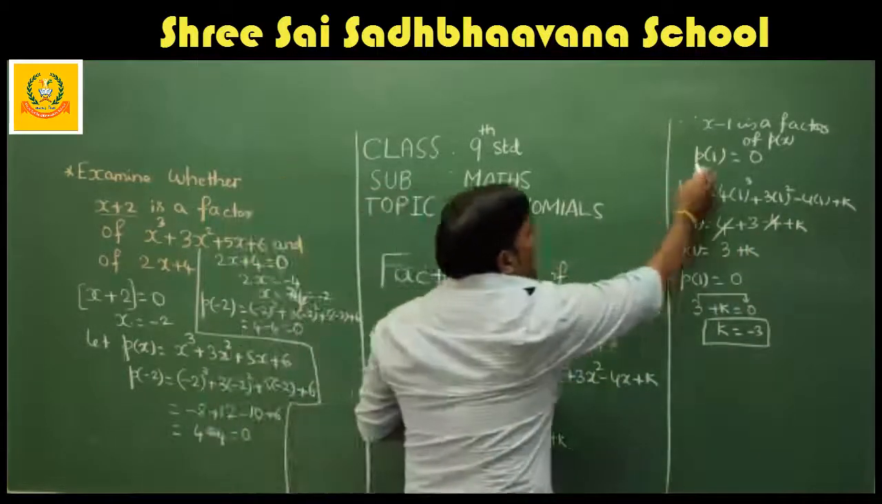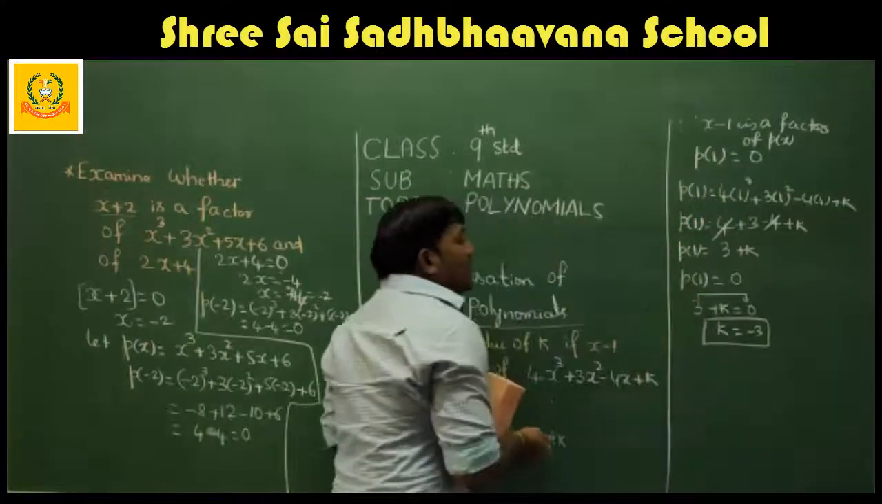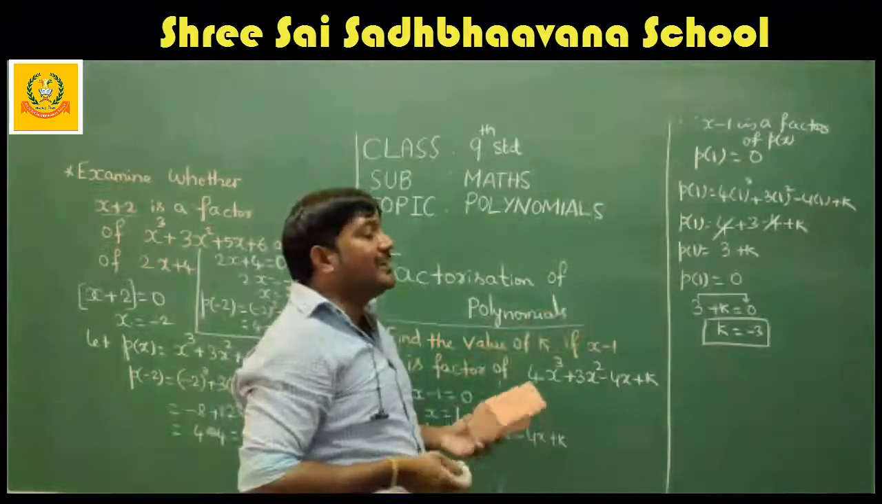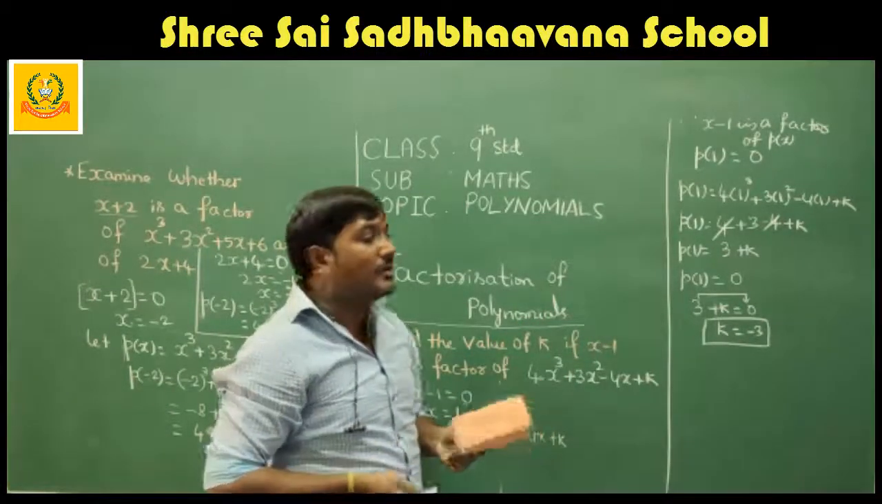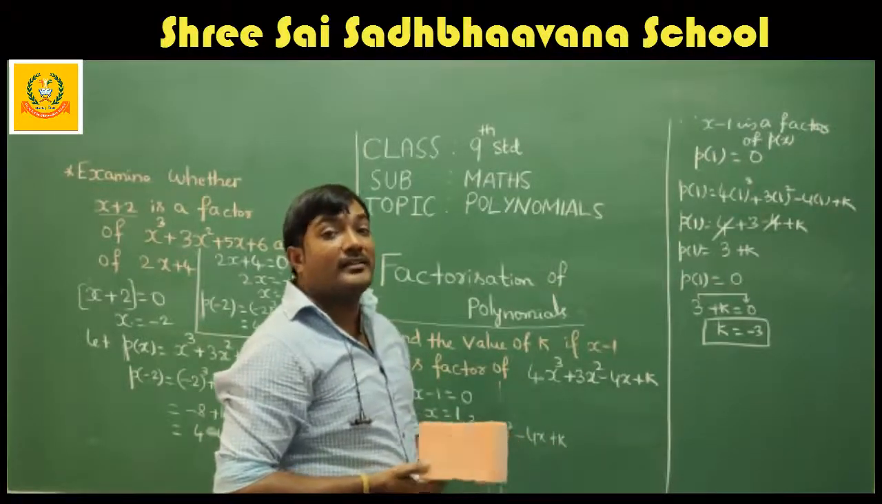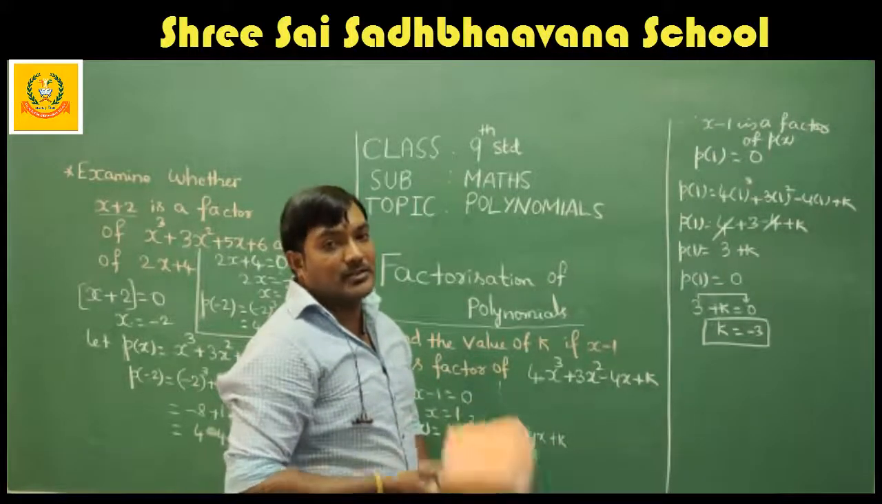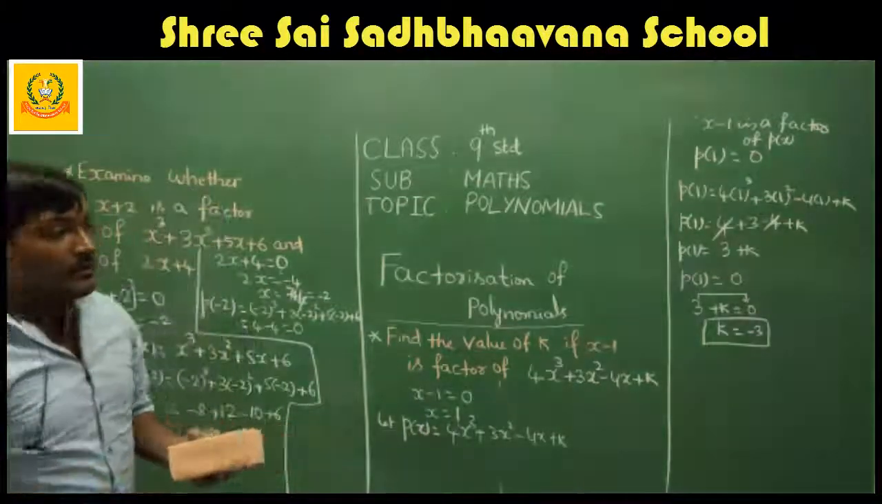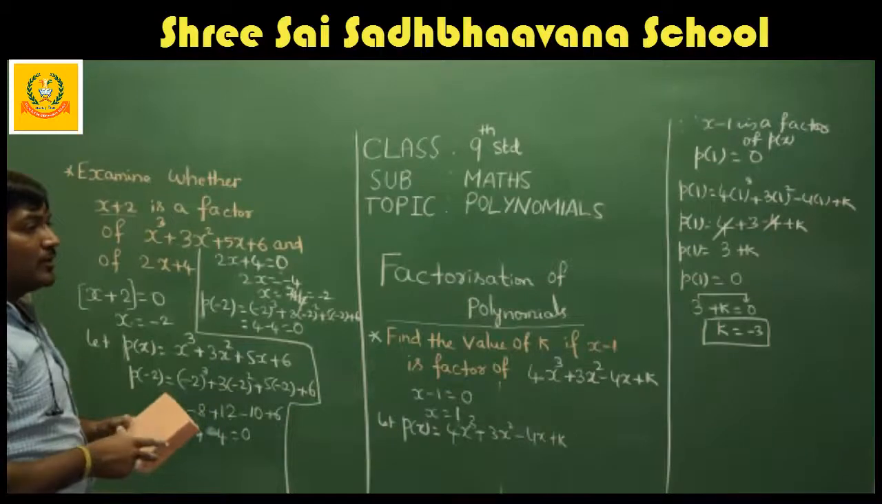So we have to equate p of 1 to 0. That's the reason we are equating 3 plus k equal to 0. Just send that 3 to the other side, RHS, and you will get the k value as minus 3. So what is the k value? Minus 3. Okay? I hope you understood that.